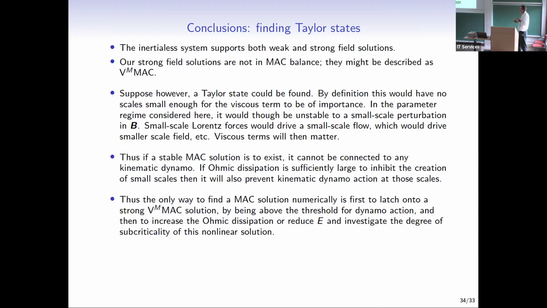How might you get one? You have to push yourself all the way down the subcritical branch until there is no field generation on the smallest scales you can think of. Because if there is, then you will always get small scale fields, and viscosity on those scales will always be important. On that note, I'll finish. Thank you.